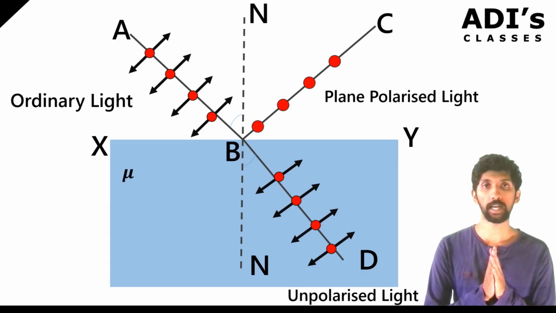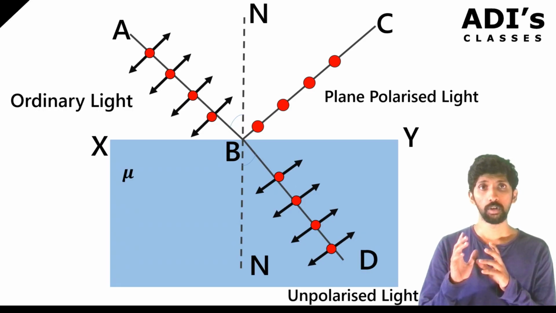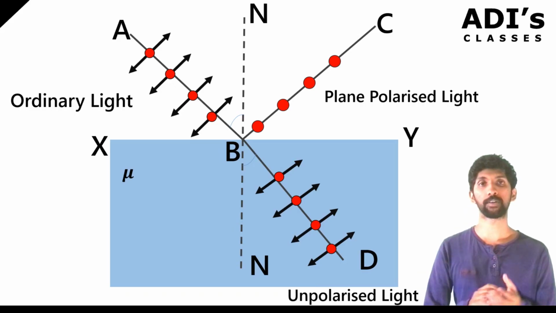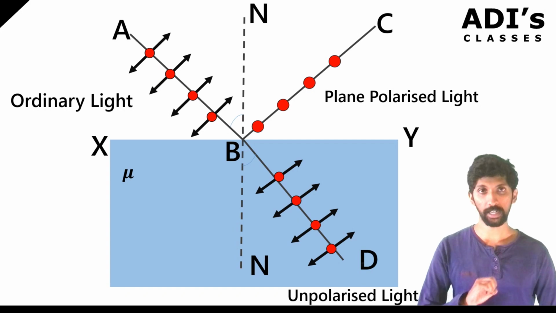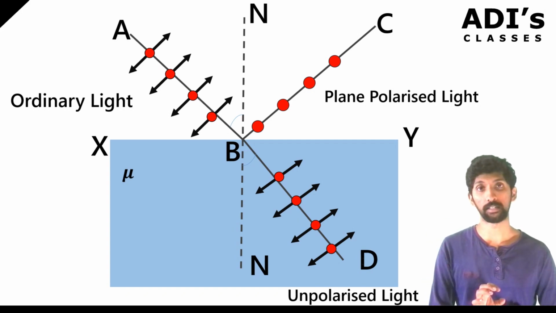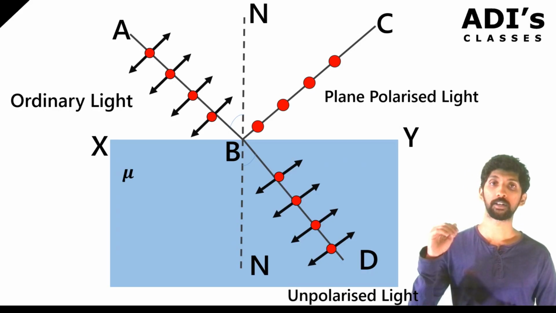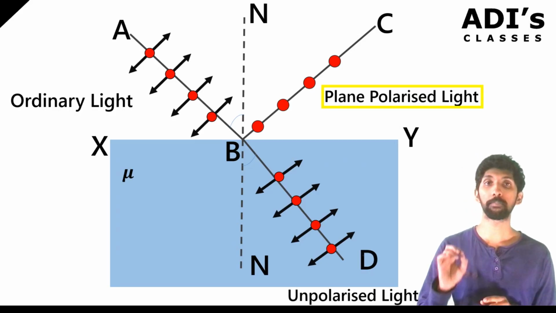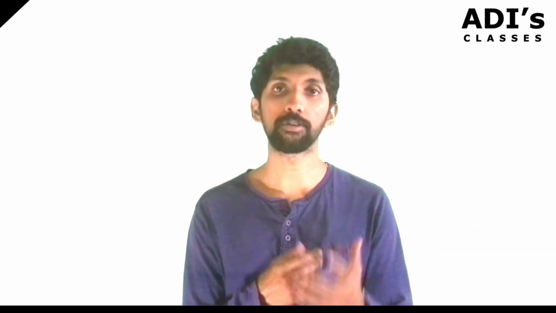So here we are looking at polarization by reflection. Imagine a glass slab of refractive index mu. We incident a ray of light. The ray of light has to be incident at a particular angle, what we call the polarizing angle. Then it undergoes refraction and reflection. The reflected light will be plane polarized light. So we need to define this now.